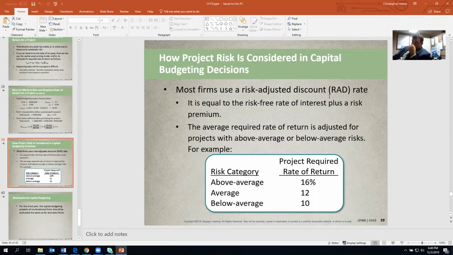Most firms use an adjusted discount rate. The risk-adjusted rate is equal to the risk-free rate of interest plus the risk premium. You can go over those again in chapter 6, where we went over bonds. You have the 4 different types of premiums, and the average required rate of return for projects with above average or below average risk, for example. The higher the risk, the higher the return. That's the takeaway there.